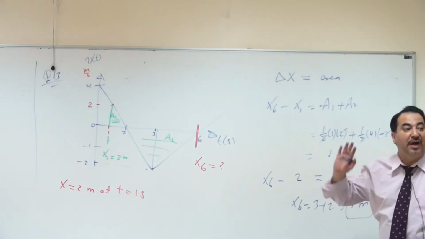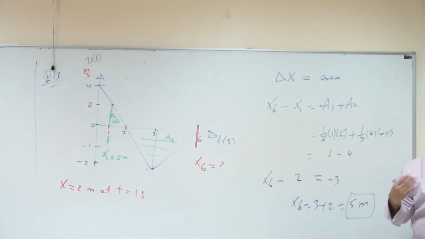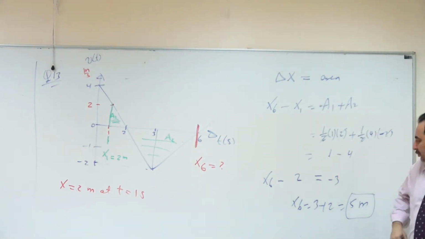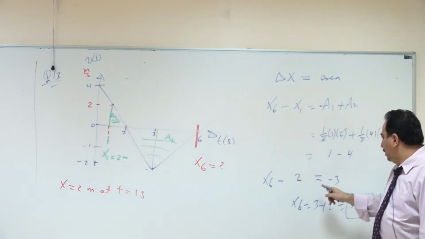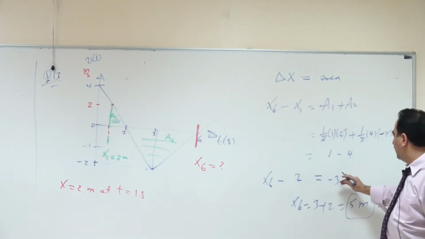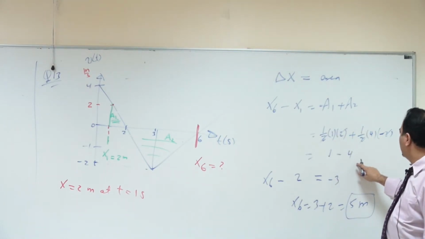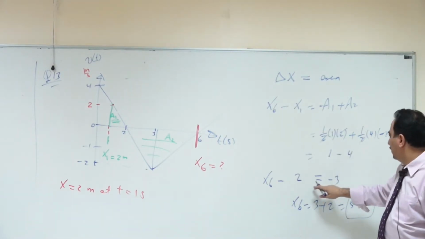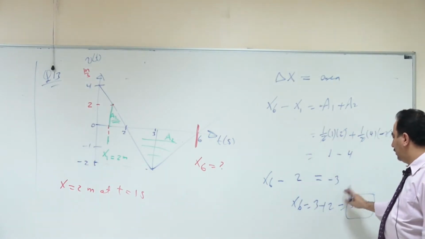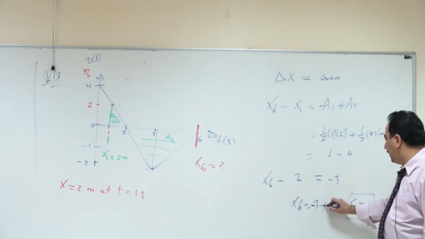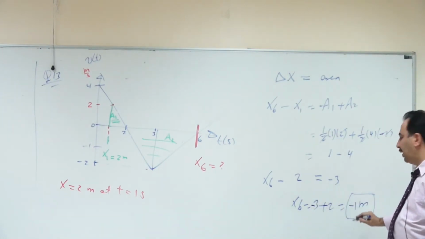You got the idea? So if you have a VT graph, and the question is about position, displacement, distance, think of the area under the graph. Delta x equal area. This is what? No, this is okay. Minus 3 plus 2. The last step. It's minus 3, yeah. Minus 3 plus 2, it's minus 1.